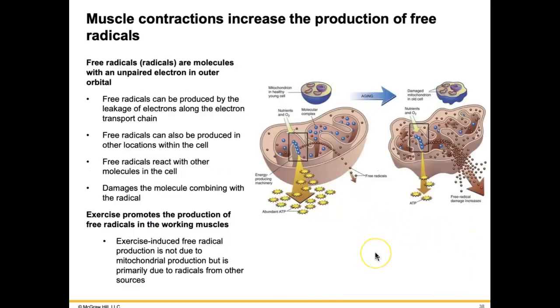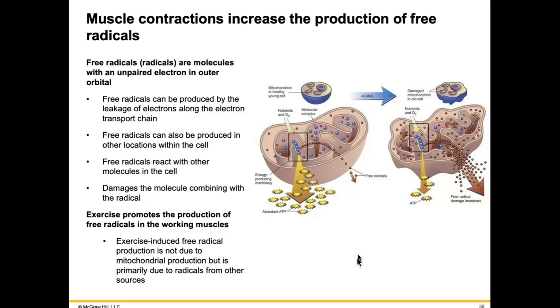Now, as we are going through these processes, we are going to start to see an increased production of free radicals. Free radicals, or radicals, are molecules with an unpaired electron within that outer orbital. So like we said, that last shell likes to have 8 of them in there, right? So the free radicals can be produced by the leakage of electrons along that electron transport chain, and it can be produced in other locations within the cell as well.